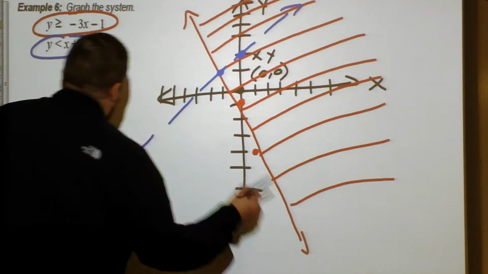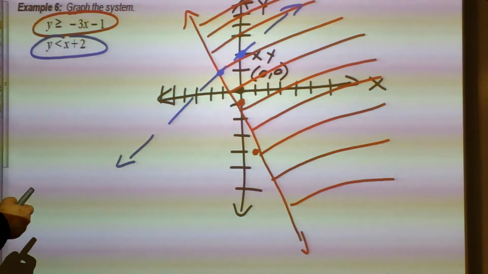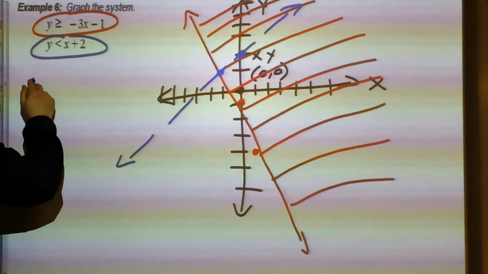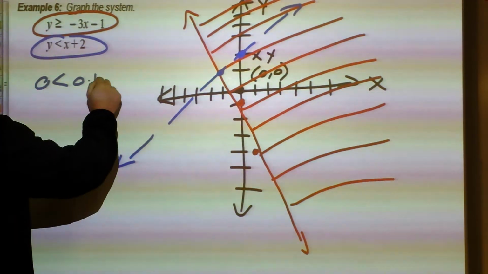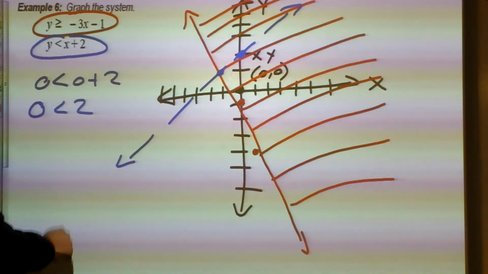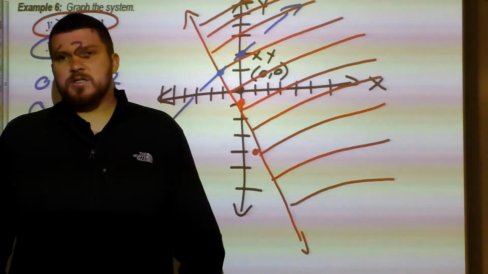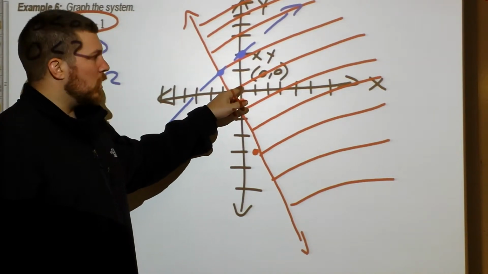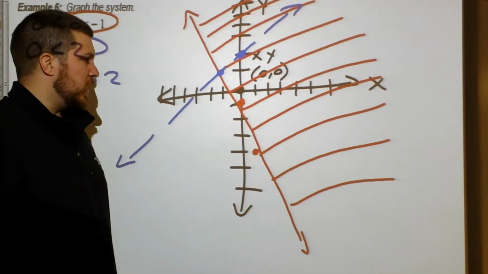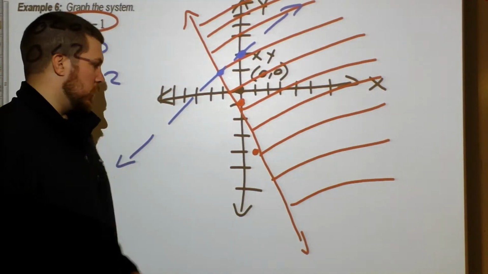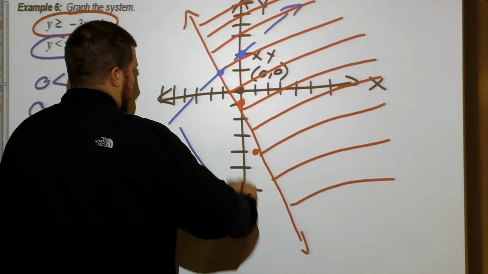So again, scratch work for my blue bottom inequality. Everywhere I see an x, I'm going to put in a 0. Everywhere I see a y, I'm going to put in a 0. So I have 0 less than 0 plus 2. Now let's simplify and clean this up. So 0 is less than 2. 0 less than 2 is a true statement. So since 0, 0 was this point and it worked and it's below my blue boundary line, that implies that everything else below my blue boundary line will also work. So I'm just going to shade.